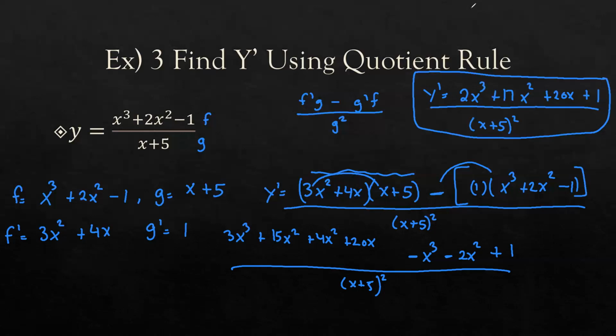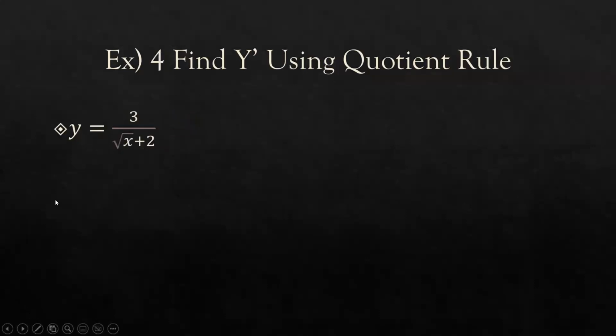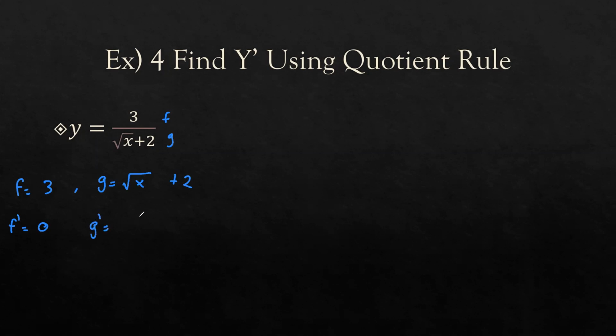Okay, let's do the last one. Find y prime using quotient rule. My f is the top, right? And my g is the bottom. So f is 3, and for f prime, 3 is a constant, so we know the derivative of a constant is always going to be 0. And then g is radical x plus 2; the 2 is not inside the radical. And then g prime is 1 over 2 radical x.